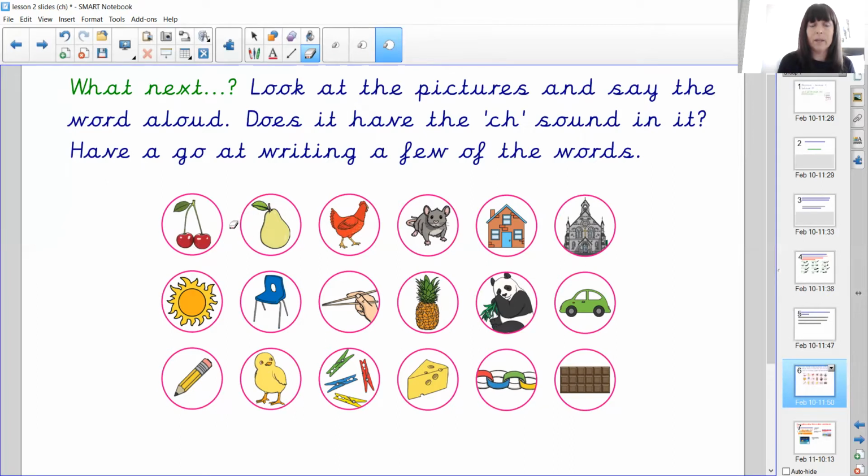This is a picture of a pear, pear. Can't hear the ch sound in that one. So go through the pictures, say the words to yourselves, which ones have the ch sound in, and then see if you can have a go at writing any of those. And you can send your written words into your teacher on Class Dojo.